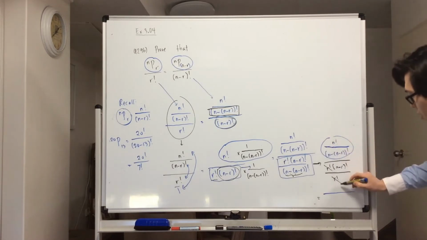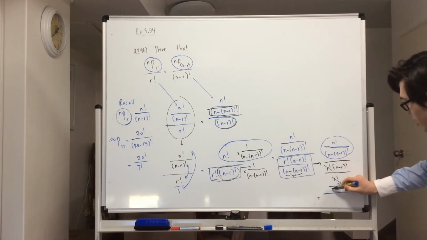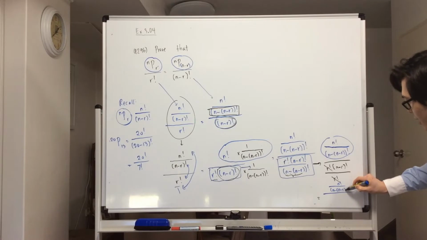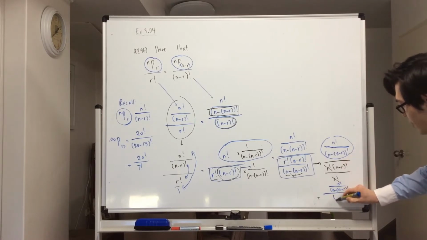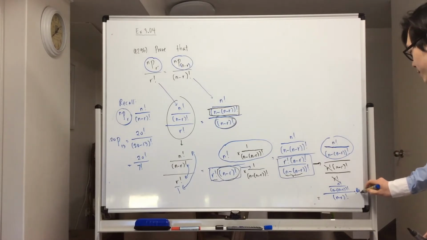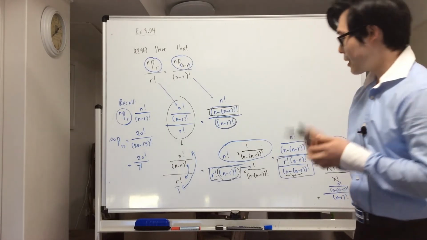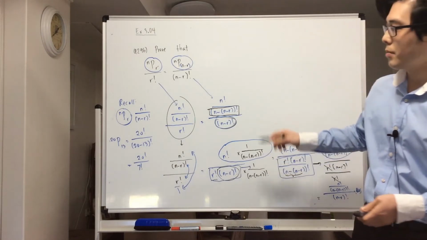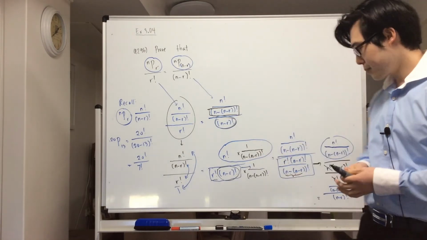This is the same, n factorial over n minus r factorial, and the bottom, n minus r factorial, which is exactly equal to the right hand side. Okay, so this is how you do this problem. The technique is multiplying the top and bottom by whatever you need on the other side. Alright?